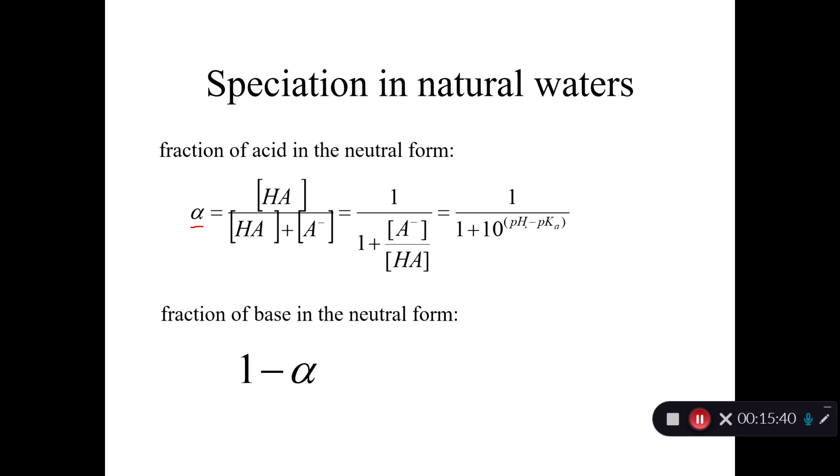So if pH and pKa are equal, this is 0, 10 to the 0 is 1, 1 over 1 plus 1 is 1 over 2, it's 50%. So that means that 50% is in the neutral form, and therefore 50% is in the charged form. So this works great if you're an acid. If you're a base, then the fraction that's in the neutral form is 1 minus alpha. So you just calculate alpha and then subtract it from 1.